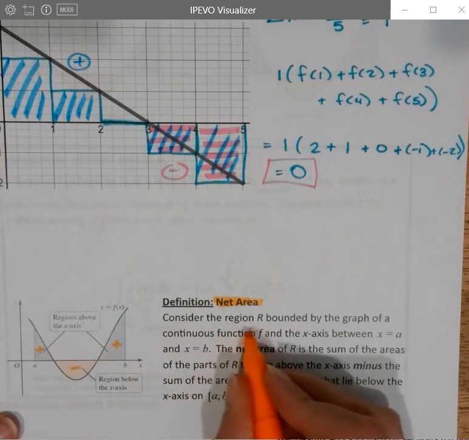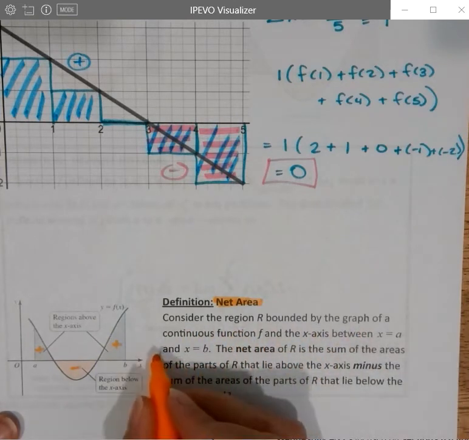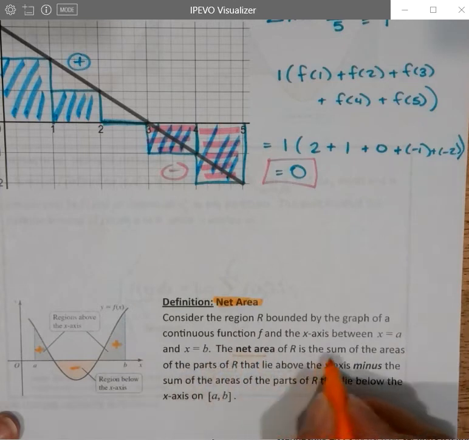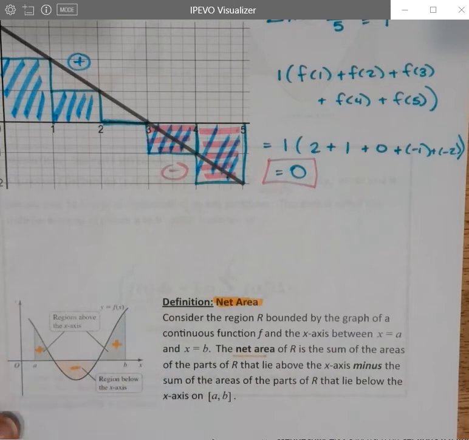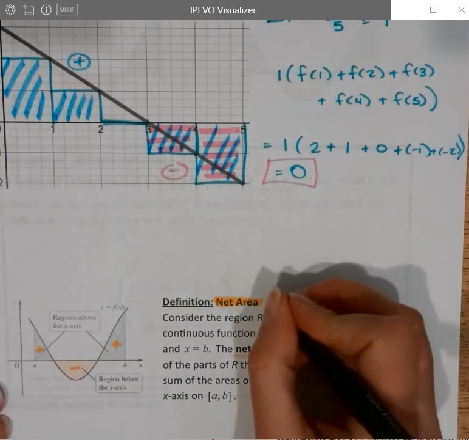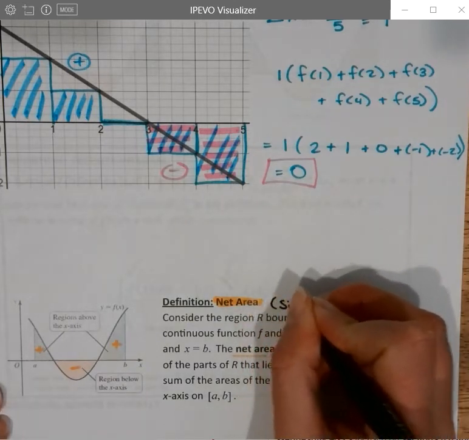So if I consider the region bounded by this graph, the net area is the sum of all of these areas, the ones that are above minus the ones that are below, because these are negative, right? And so they're going to cancel out. So the net area is going to be a signed area. It's going to be signed because there are going to be some positive values and some negative values. So net area is signed area.